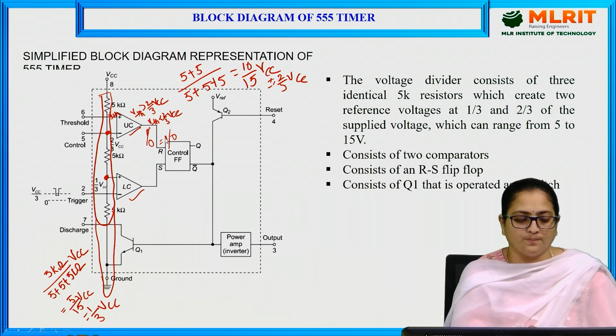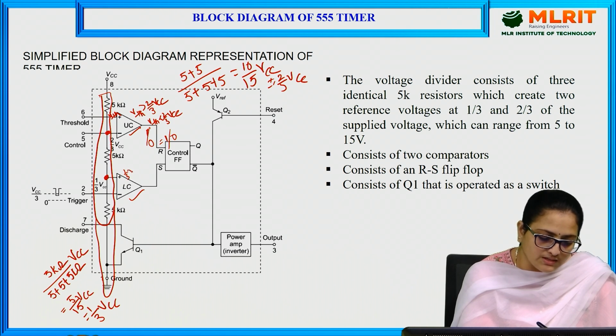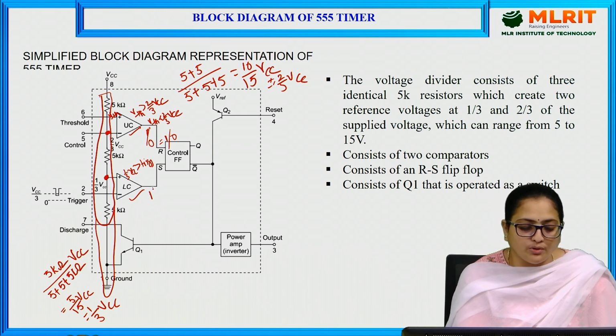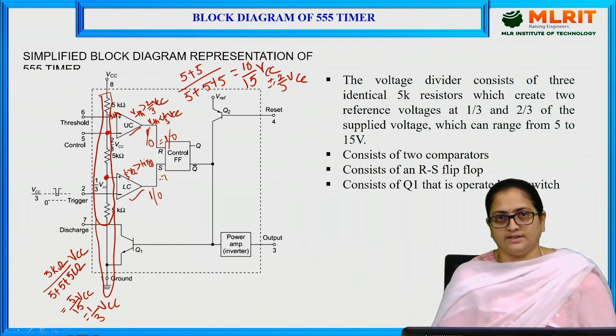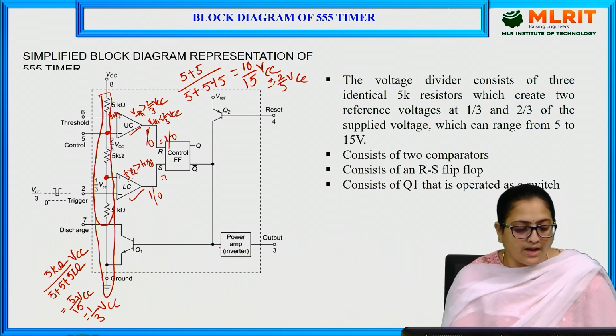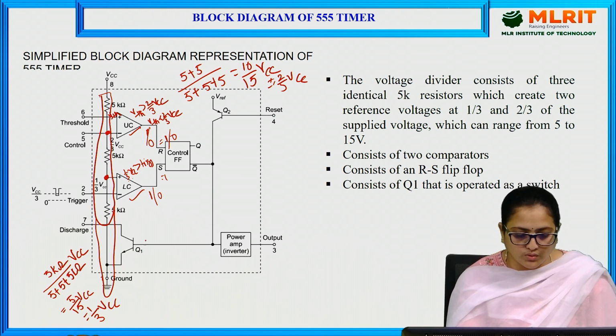And coming to the lower comparator, if this 1/3 VCC at the positive terminal is greater than the trigger voltage, then it produces an output voltage of 1. Else, if the trigger voltage is more than 1/3 VCC, it produces an output of 0. If 1/3 VCC is greater than the trigger voltage, then the RS flip-flop will be in the set state. And Q bar is connected to an inverter to produce an output, and it is also connected to Q1. Through this transistor Q1, it is connected to the discharging pin.